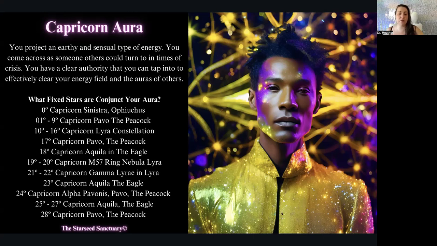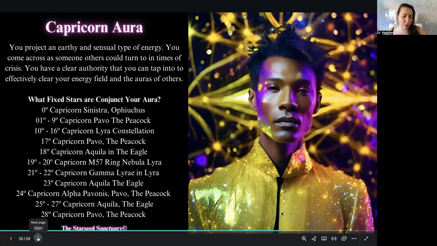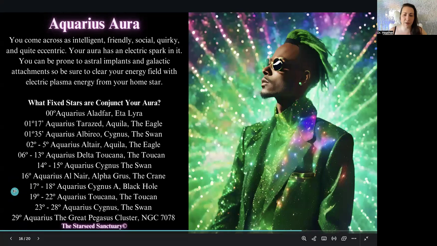There's a good chance that you have one of the avian families conjunct your aura with Capricorn and Aquarius, as you're going to see. So let me know where your natal asteroid auras are conjunct those fixed stars.